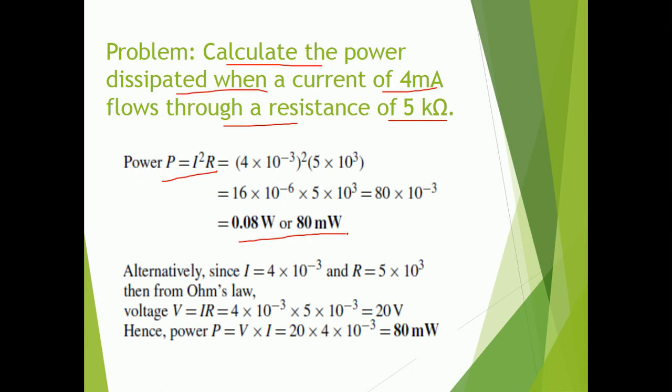Alternatively, we can calculate it with the help of Ohm's law, that resistance is given, current is given, we can calculate voltage, that is V is equal to IR, and once we got the value of voltage, we can calculate power as P is equal to V into I. So you can use any of the methods, the result will be the same, which is 80 milliwatt.